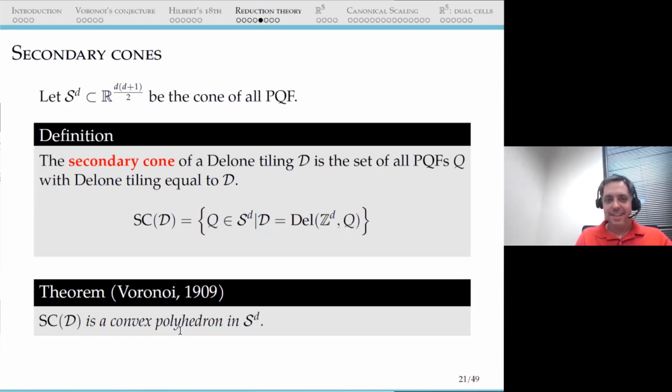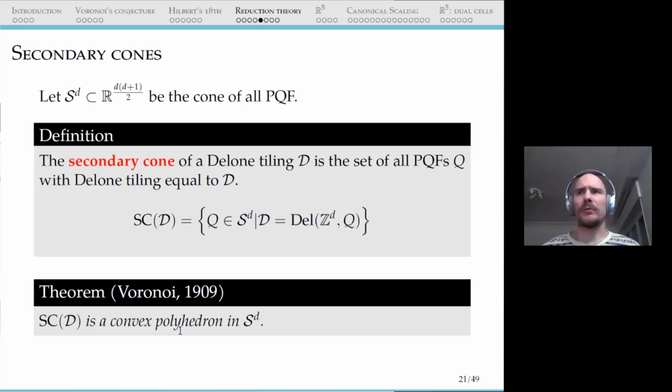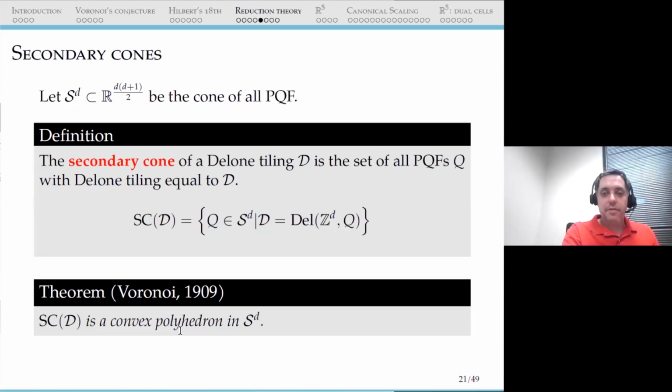Actually, the next part will have a few more pictures, and then I'll start to prove something finally. So a secondary cone is basically, so we fix a lattice, which is the integer lattice, and now we take all quadratic forms that define the same Delaunay tiling, right? So the Delaunay tilings could be different, but if we take one Delaunay tiling, then we can choose all quadratic forms with this particular Delaunay tiling. So basically, it's some kind of dual approach. So instead of changing a lattice, I'm changing the way I measure distance.